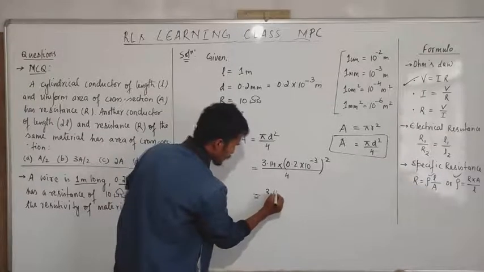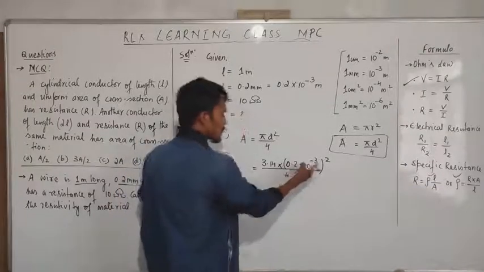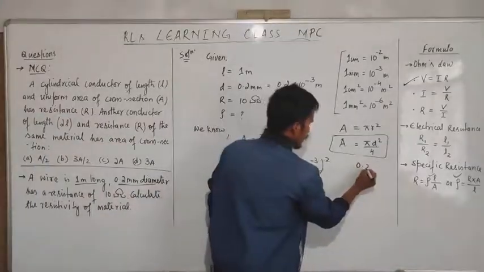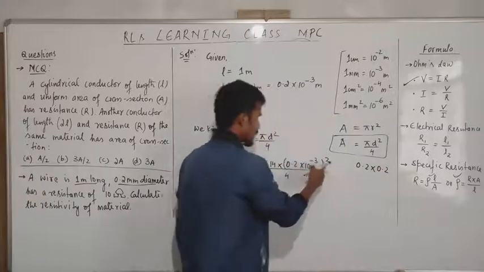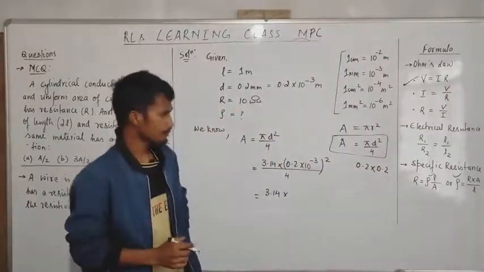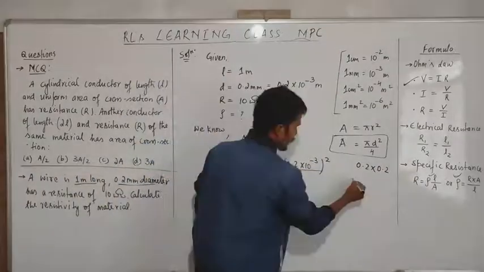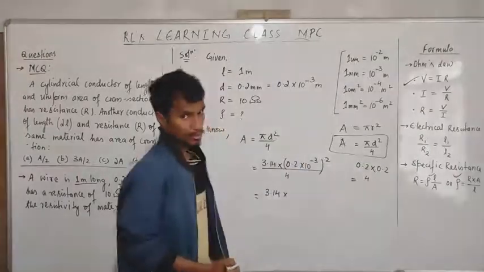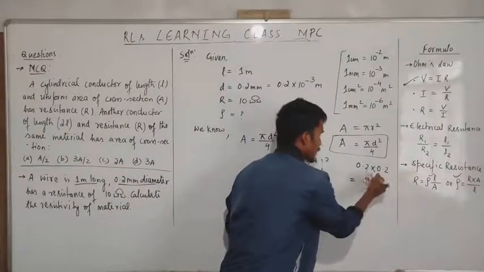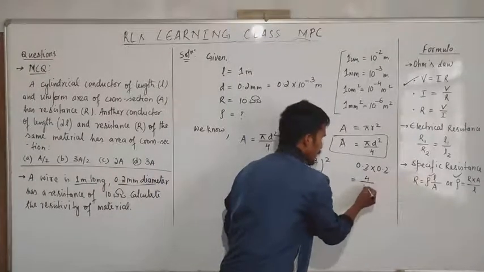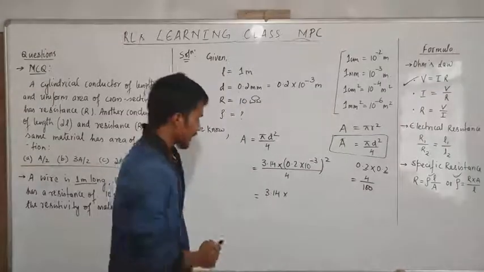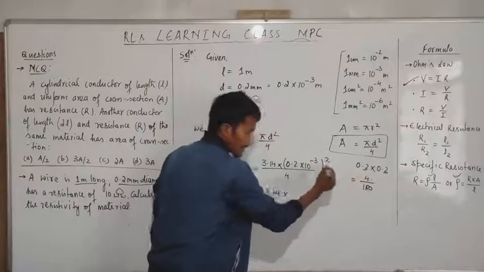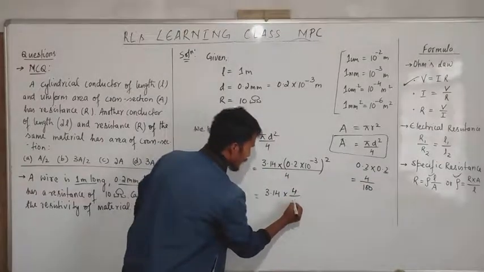Then 3.14 into, now 0.2 to the power 2, how much do we get here? 0.2 into 0.2. If you are confused about multiplying this, do like this: 2 into 2, how much do we get? 4. Then how many decimal points? 1 point here, 1 point here, and we get 100. Got it? So in place of 0.2 whole thing square, I'll write 4 by 100.